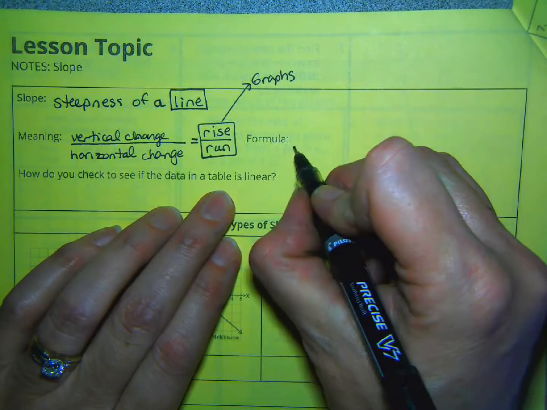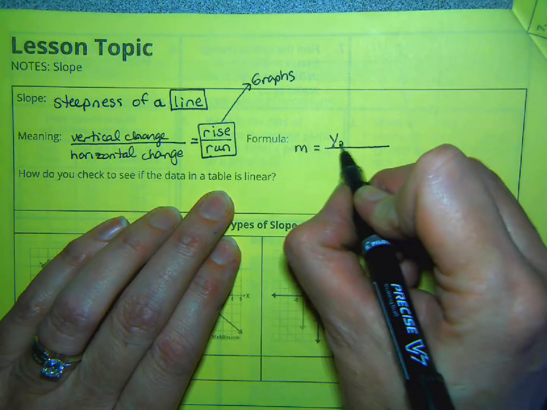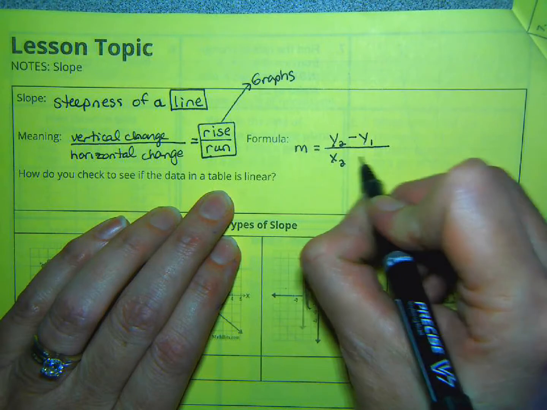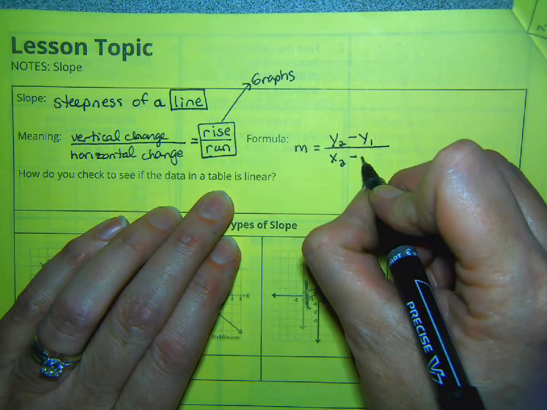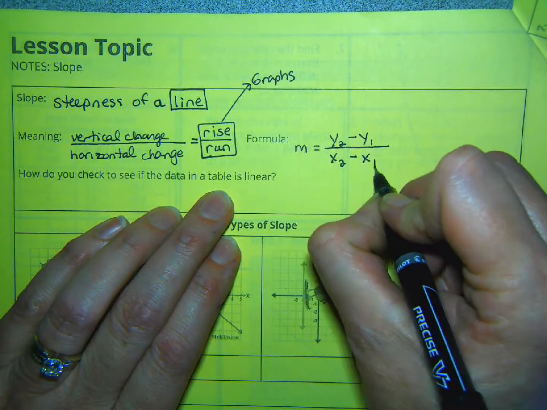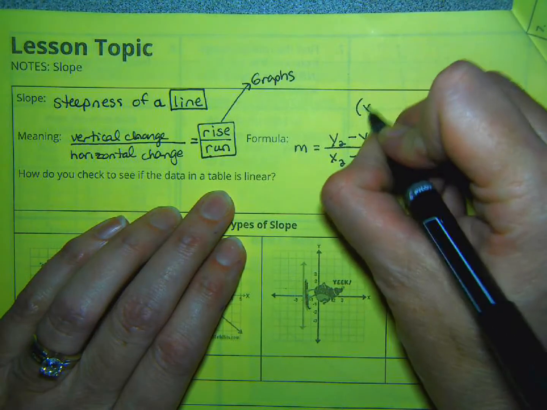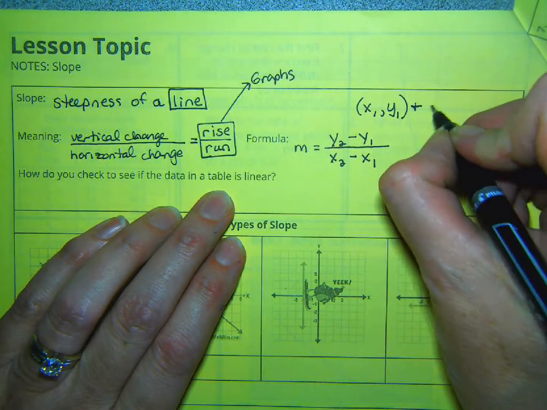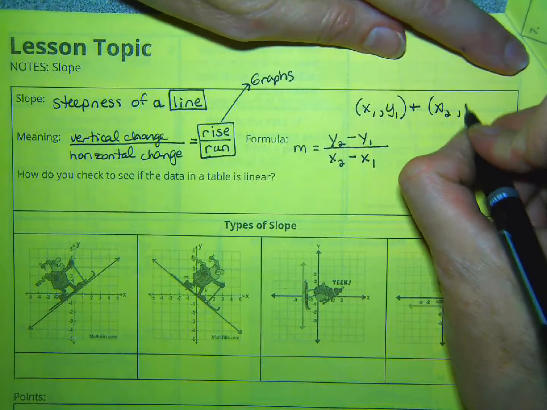Now, what does the formula look like? You've seen this before. And what bothers us about this, I think, is when we see these subscripts. So we've got y2 minus y1 over x2 minus x1. And that is for the points x1, y1, and x2, y2.